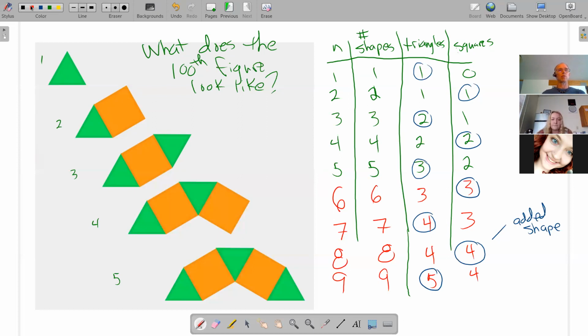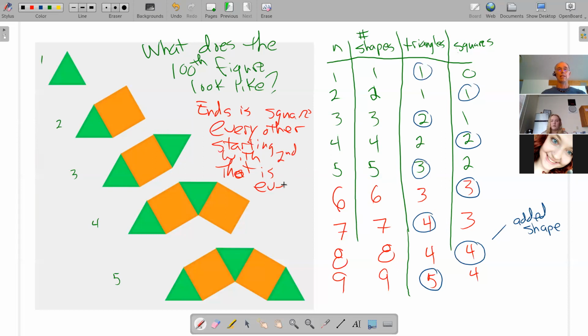Okay, so that's an excellent observation. I'm just going to make a note: ends in square, every other starting with second. So I could say, oops, that is even. 100 is even, so it should end in a square. Okay, so I think I can describe the 100th one pretty well.